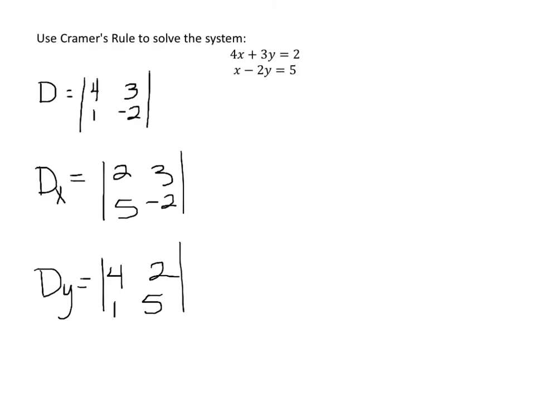It's very important to calculate this determinant first because if it's 0, this process won't work. But what we find is that this one is -11. I then find that d sub x is equal to -19 and d sub y is equal to 18.